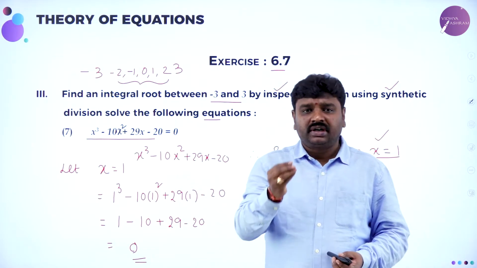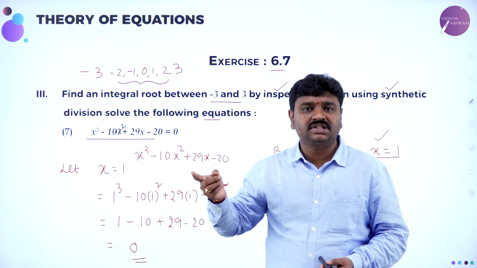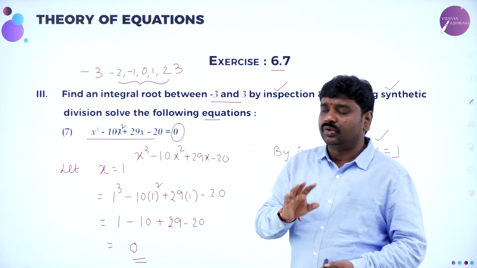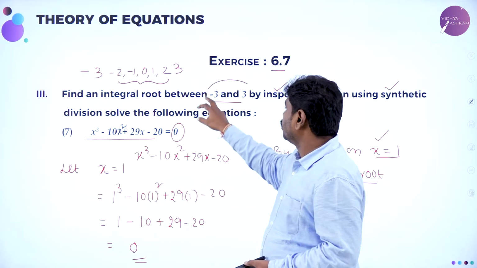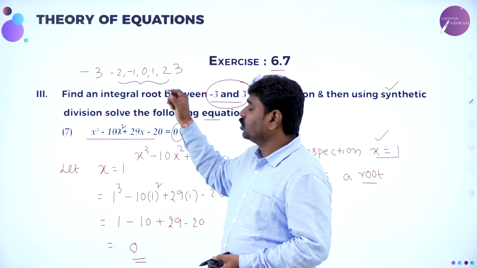So dear students, by inspection you should find one of the roots. Inspection means what? Take the value, substitute it in the place of x in the LHS. If you get the RHS, and the RHS is generally 0, then that is the root. They told you the root lies between minus 3 and 3, so take any number from minus 2 to 2.